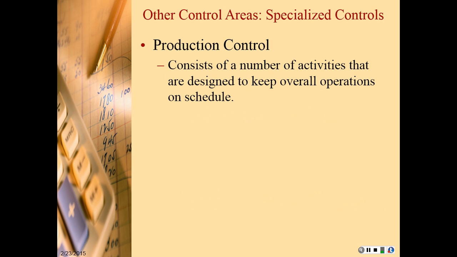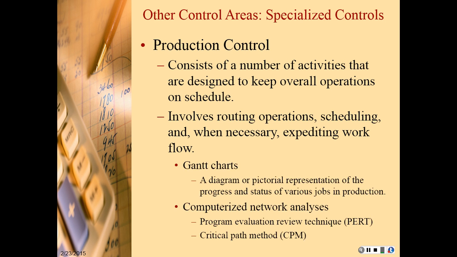Production control. This is keeping track of the activities that are designed to keep your overall operations on schedule and meet your production demands. It involves routing operations, scheduling, and when necessary, expediting workflow. Best tools used are Gantt charts, which is a diagram or pictorial representation of the progress and status of various jobs in production. And then there are project management tools such as PERT and CPM. CPM is the industry standard, which is called the critical path method. So if you're a project manager, you want to use one of those two tools.